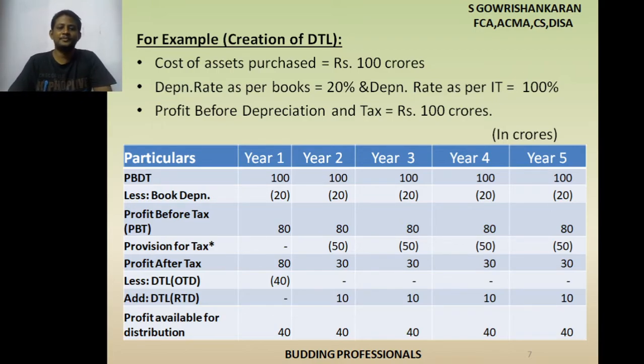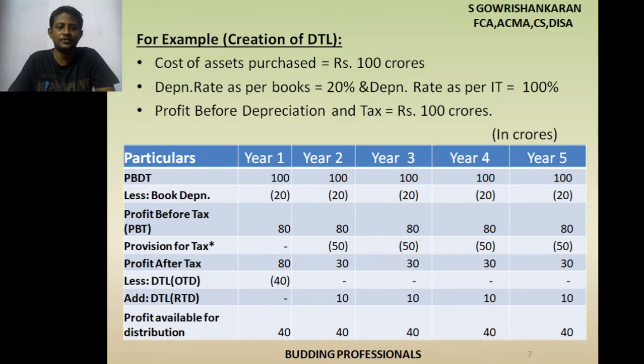So profit before depreciation and tax is 100 crore. Provided book depreciation 20, 20, 20, 20. Why? Because SLM under the Companies Act provided it. Then profit before tax, that is after depreciation, you are getting 80 for all 5 years. Then what is the next item?